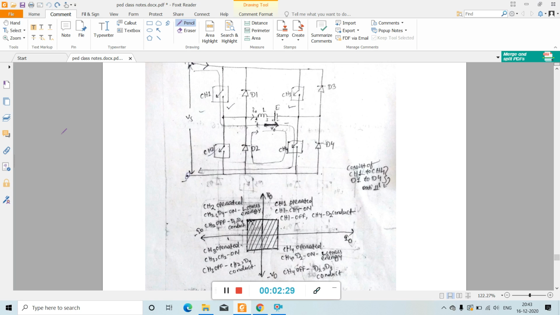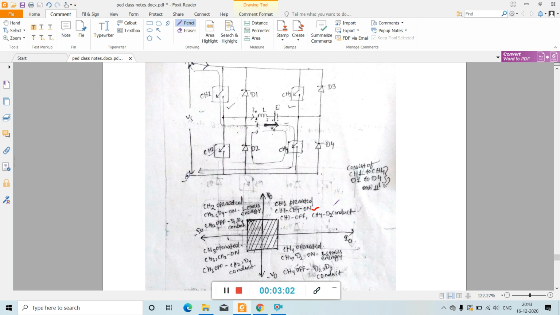So for first quadrant operation, chopper 4 is kept on. It is the initial condition. Chopper 4 is kept on, chopper 3 is kept off. Okay, this is chopper 4, this is on, and chopper 3 is off. It is written here, chopper 4 on and chopper 3 off. And here chopper 1 is operated. Okay, in first quadrant chopper 1 is operated.